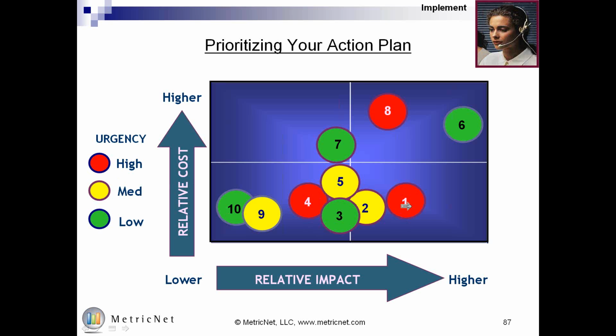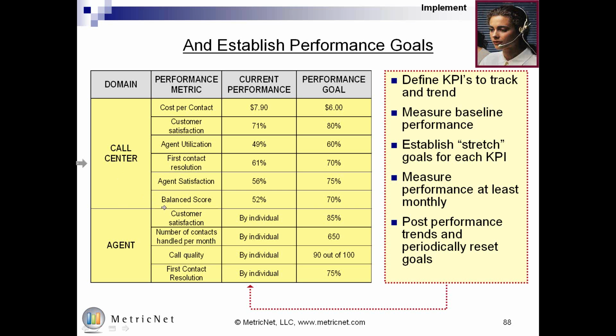You would always want to do number 1 before you do number 8, because number 8 costs way more, and it has less of an impact than action item number 1. So when you think about your action plan, recognize that you can't do it all at one time. You don't want to bite off more than you can chew, so you want to prioritize your action items. You want to focus your action plan on the big bang for the buck items, those that have a high impact and a relatively low cost, and of course those that are more urgent. Let's not forget that key performance indicators can and should be used to establish performance goals within the organization.